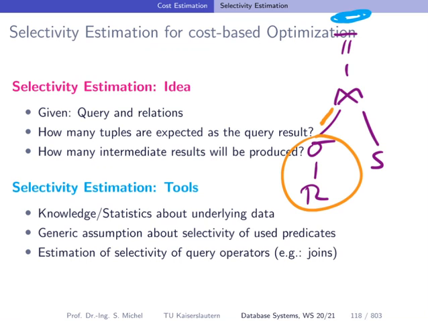Selectivity estimation is based on learned statistics, so pre-computed statistics of the underlying data, and general assumptions about selectivities of certain predicates, and also how joins are executed, and the selectivity of certain joins.